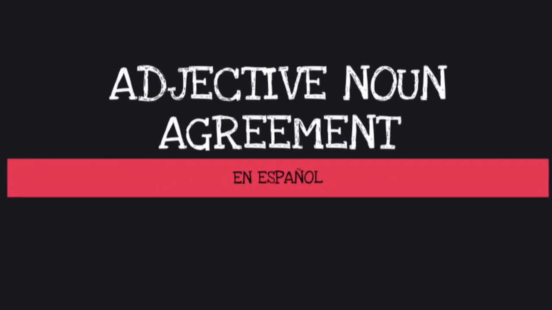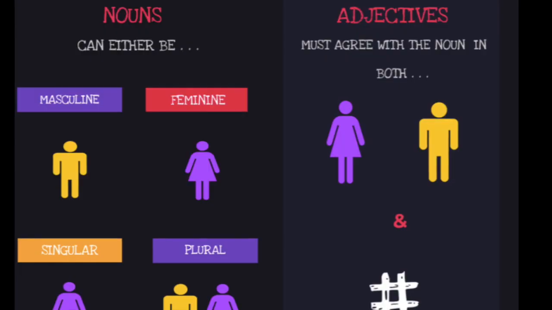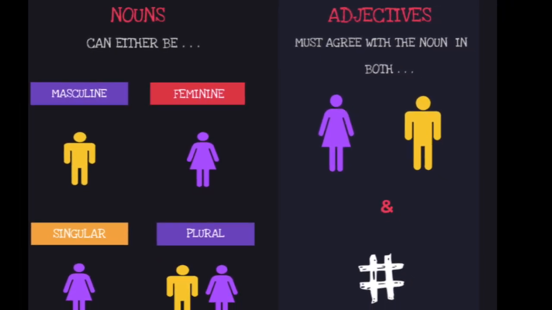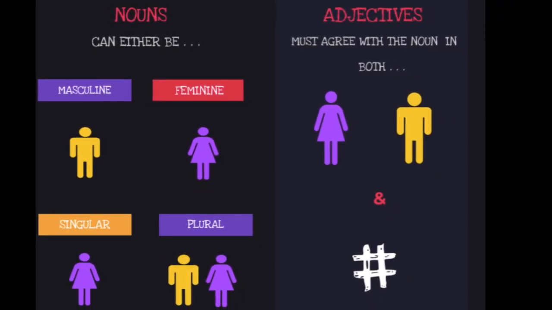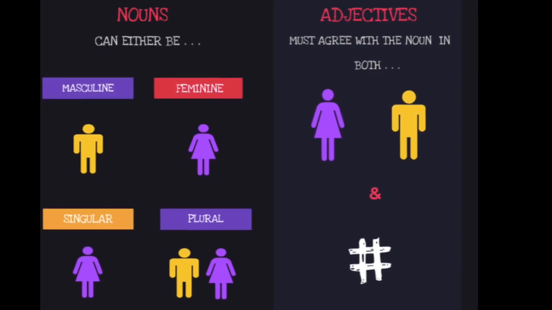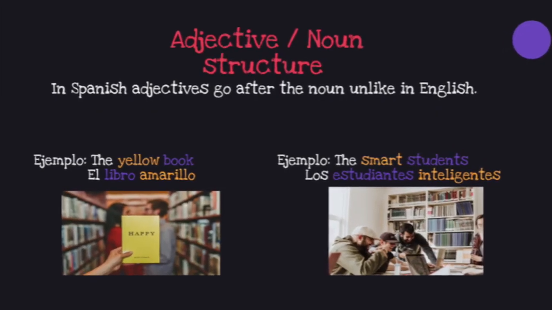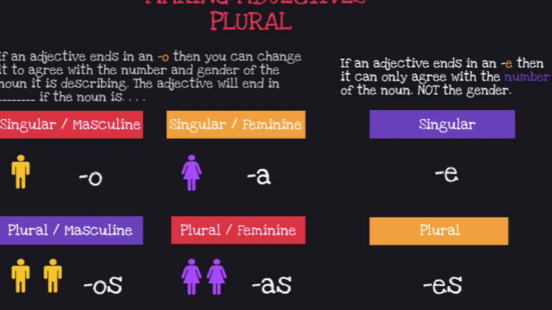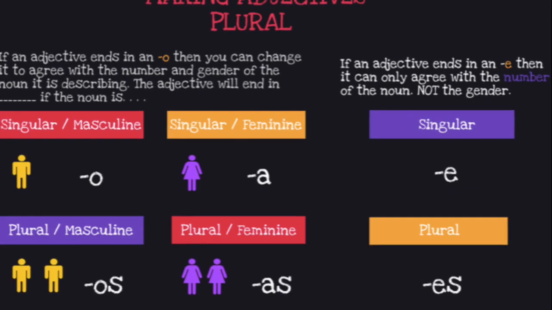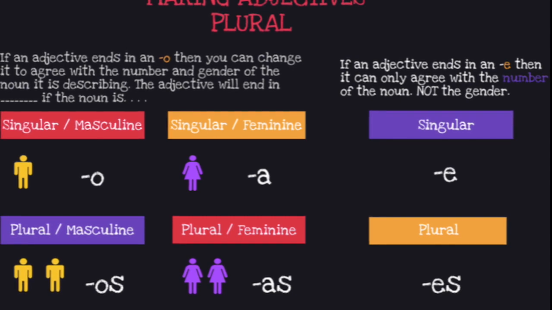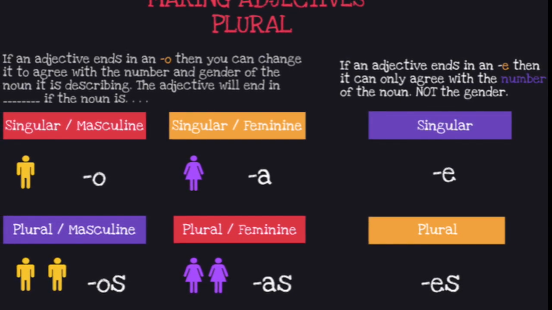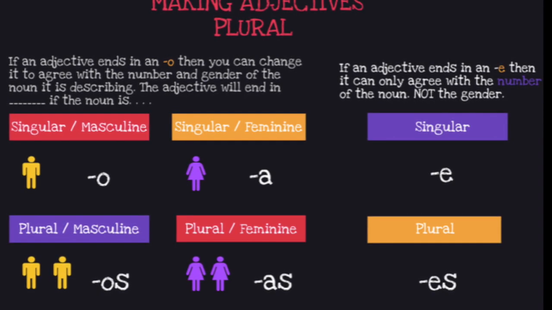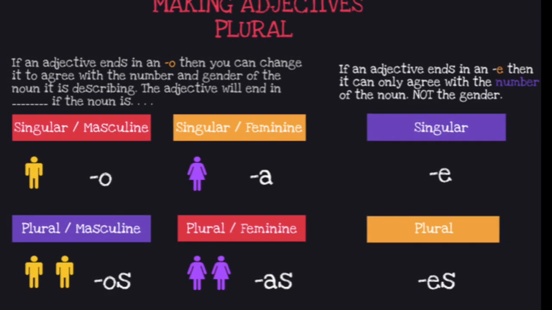Adjective Noun Agreement in Spanish. In Spanish, all nouns can either be masculine or feminine, and singular or plural. When you use an adjective, it needs to agree with the gender and the number of the noun. In Spanish, the adjective goes after the noun. So, if the adjective ends in an O, you can make it feminine by switching the O to an A. If it is plural, then you can change the O to an OS or the A to an AS. All adjectives can go from singular to plural.